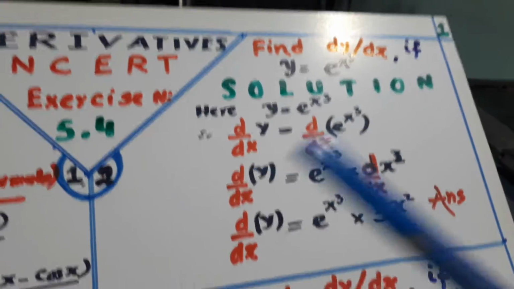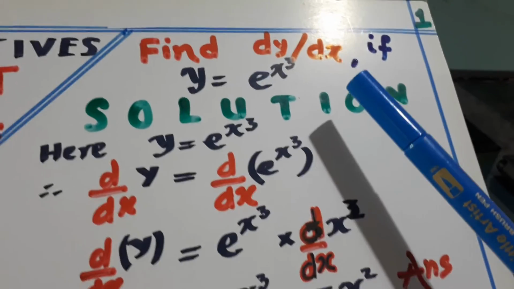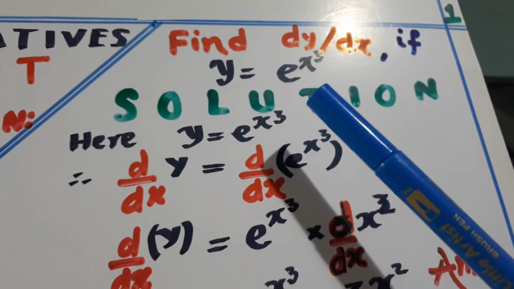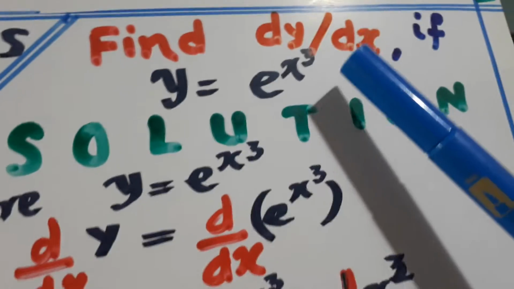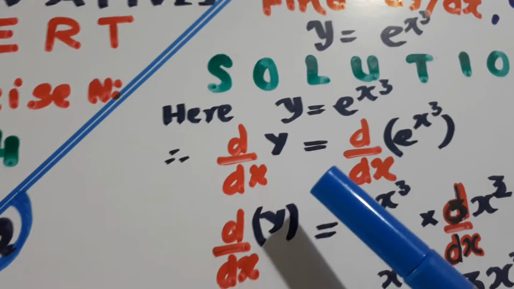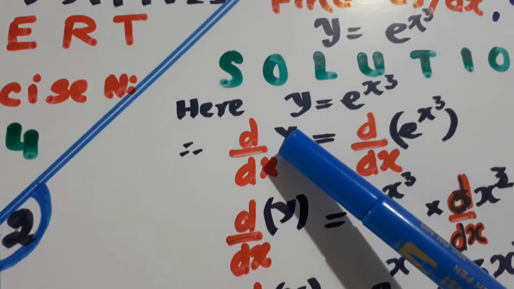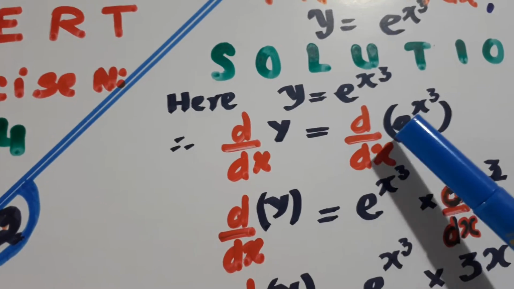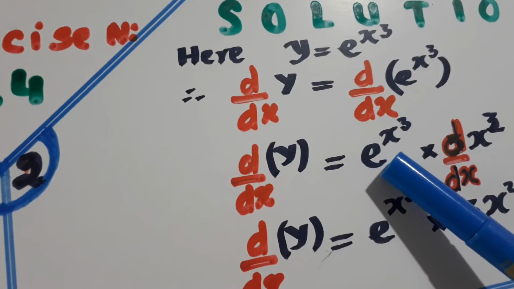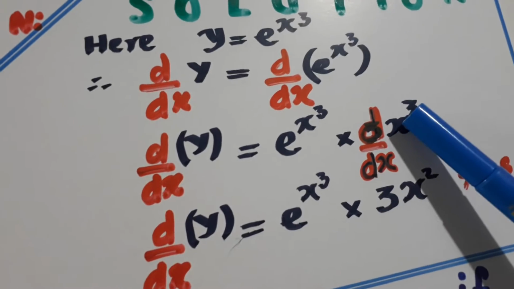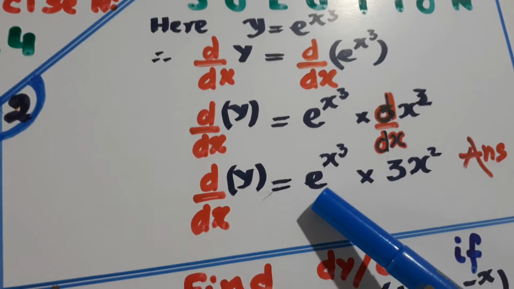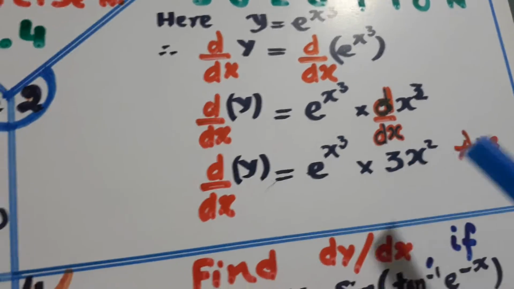Let us go to question number 2. Find dy by dx if y is equal to e raised to power x cube. Solution is here: y is equal to e raised to power x cube. Let us take derivative of both sides. d/dx of y is equal to d/dx of e raised to power x cube. So e raised to power anything, the power stays as it is, into d/dx of the power. Here the power is x cube and its derivative is 3x square. So the answer comes e raised to power x cube times 3x square. Very easy.